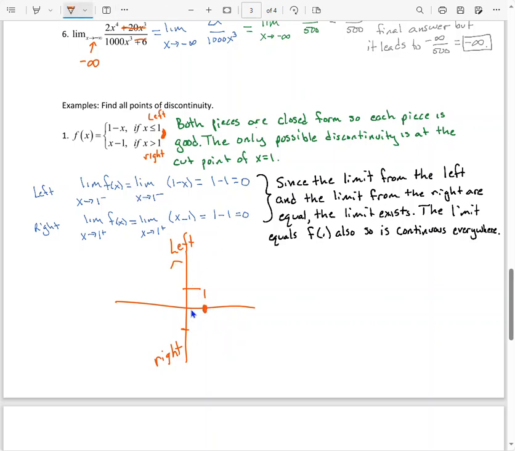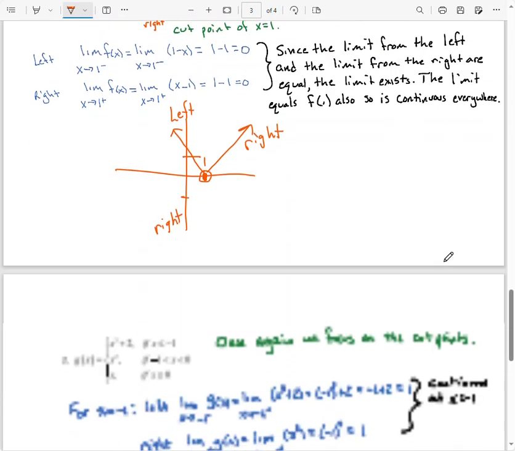From the left, I'm only looking at values to the left of 1. So I stop there. From the right, I would actually graph here and go right. That's what our graph would look like because it has to pass the test of a function. All right, so that's what our graph looks like. And they hook up here at the cut point, so it's all good.